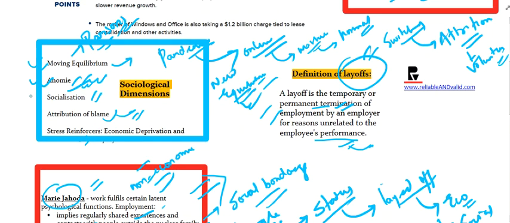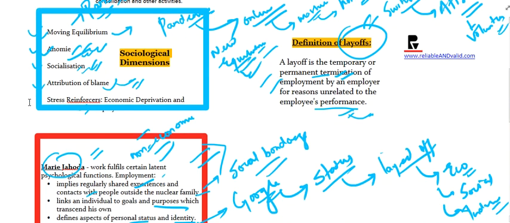Next is socialization. It is more relevant to those cases where the laid off employee is married. It makes a lot of difference in the socialization of the children. I mean the psychological impact on children, how the parents behave and treat their children, that undergoes a significant change.